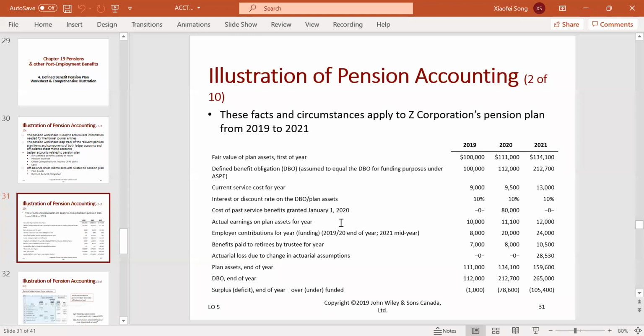Actual earning on plan assets. So this actual earning may fluctuate. You have some good years, some bad years, because expected return by definition is the average long-term return. So it should be more stable, but actual return could fluctuate. So it will be less stable.